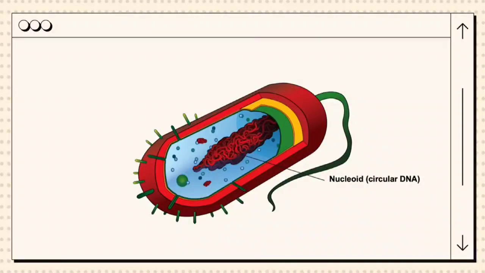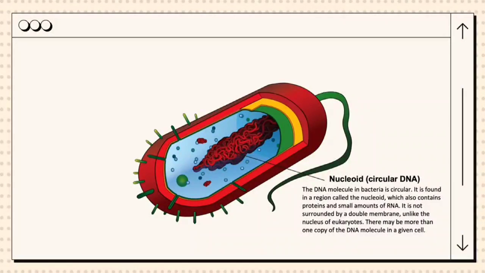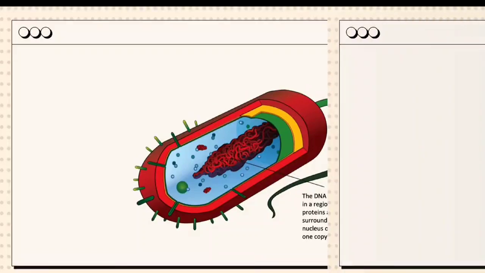Last is nucleoid or circular DNA. The DNA molecule in bacteria is circular. It is found in a region called the nucleoid, which also contains proteins and small amounts of RNA. It is not surrounded by a double membrane, unlike the nucleus of eukaryotes. There may be more than one copy of the DNA molecule in a given cell.